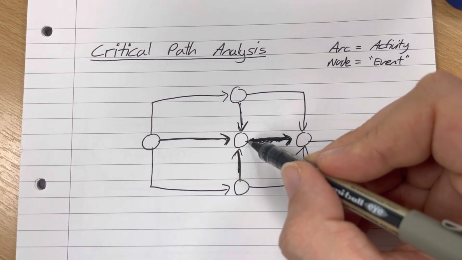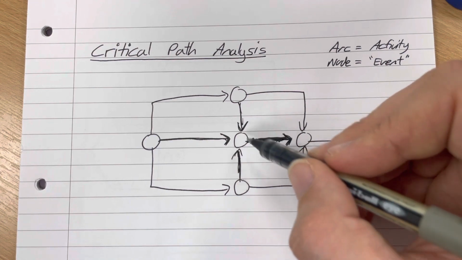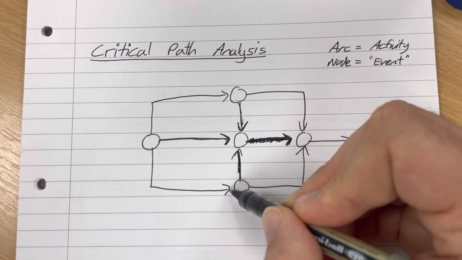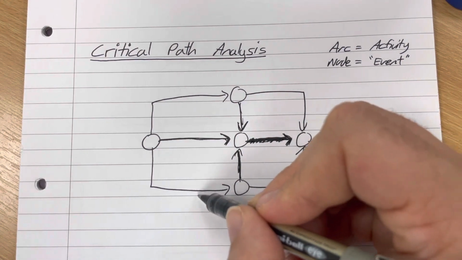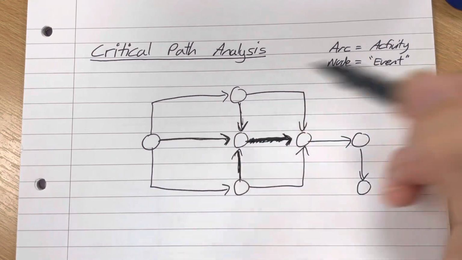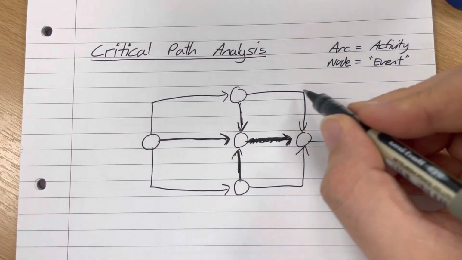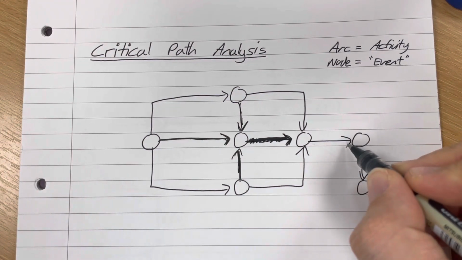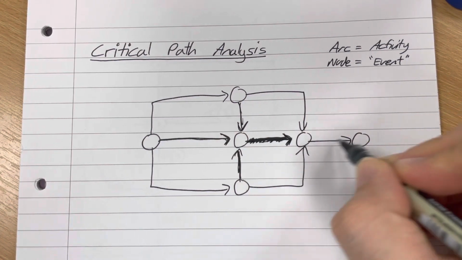So this activity cannot be started until all of these have been finished. This one can't be started until this one's finished. So this one can't be started until all five of these activities are done. Essentially, it's what this network is telling us. And then once that activity is done, along with those two, then we can start this activity. But you can't start this one until all three of those have been completed.